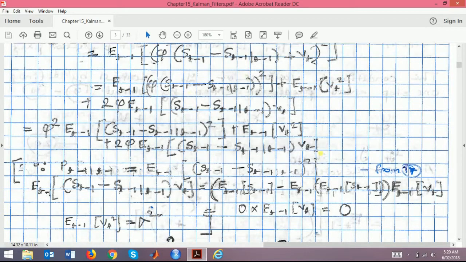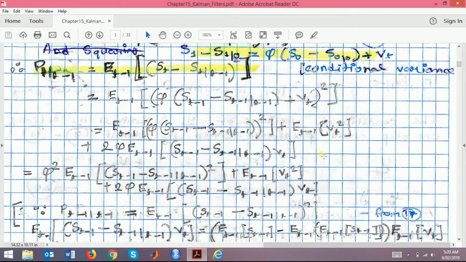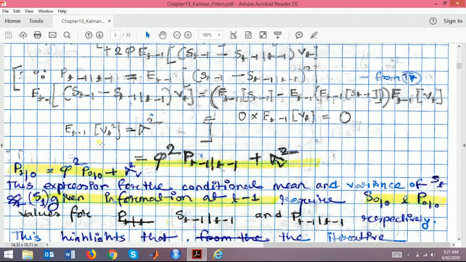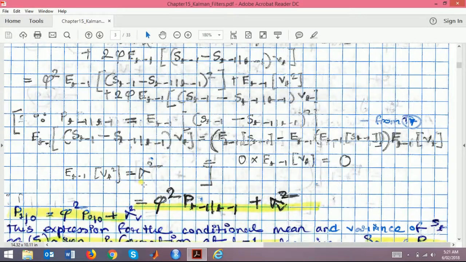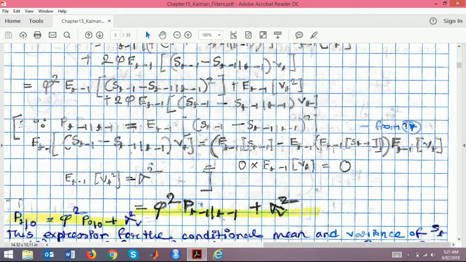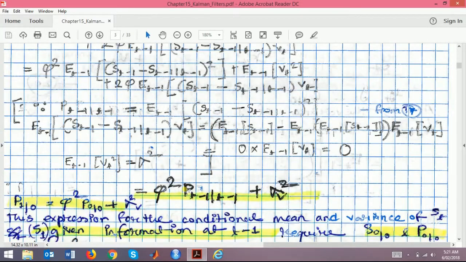So what's the difference, one more time? P1|0 was s1 minus s1|0 squared. On the other hand, P0|0 is (s0 minus s0|0) squared. Taking the expectation further, the cross term is completely 0, and the conditional variance of the disturbance is sigma squared v. So we are left with P1|0. What we are trying to prove here is that the conditional variance P1|0 is phi squared P0|0 plus sigma squared v, the disturbance term.